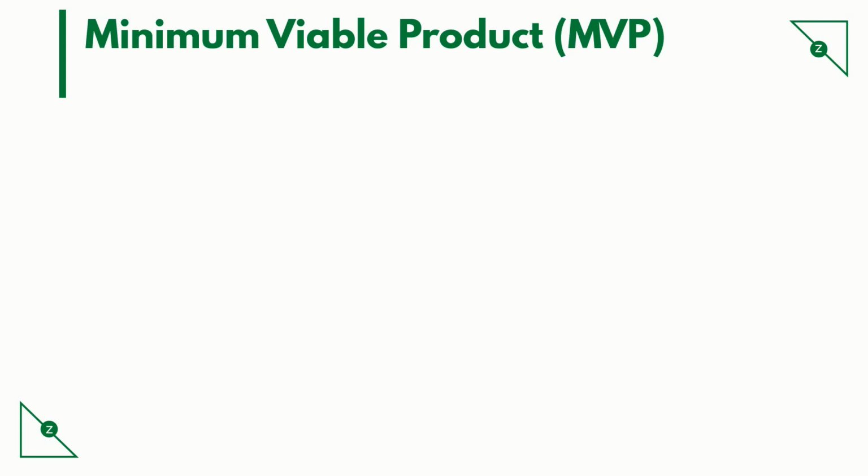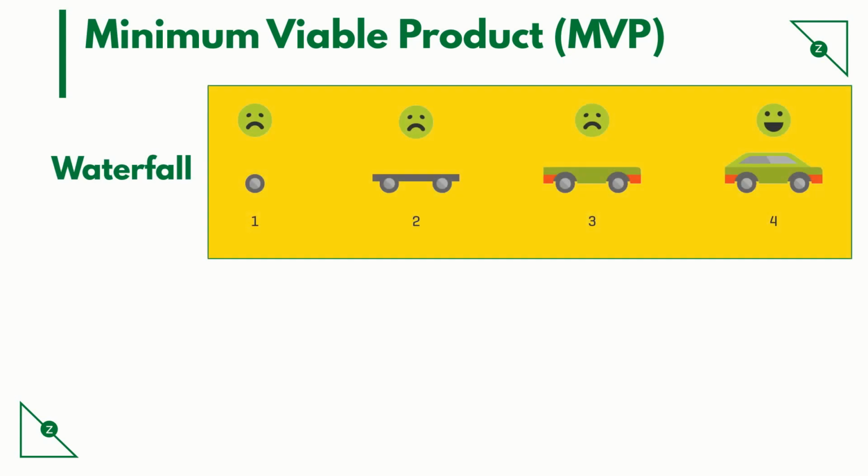Let's look at an example. Let's consider a goal of building a car at the end of 4 iterations. If it were waterfall model, it would look something like this. At the end of iteration 1, we have a wheel, which is practically unusable. At the end of iteration 2, we have a platform with 4 wheels, which is still unusable. At the end of iteration 3, we have some body built on top of the platform, which is still unusable. At the end of iteration 4 is when we have a complete car built and completely usable.